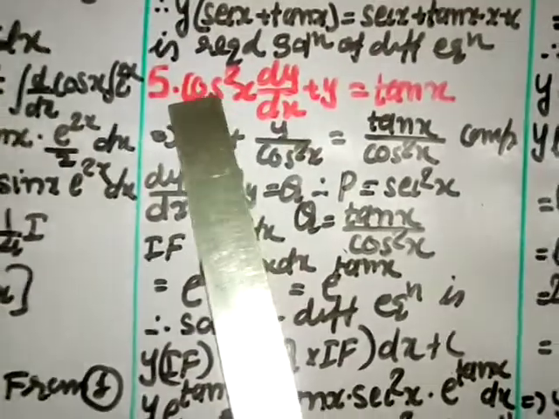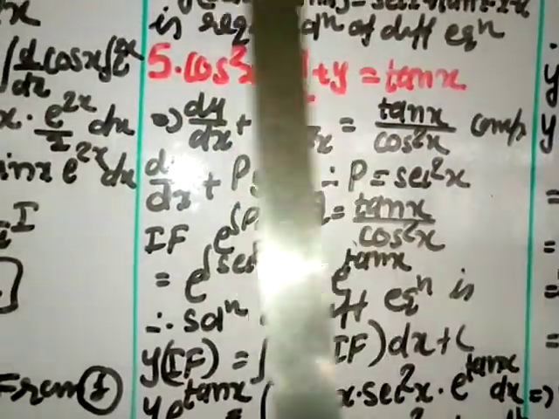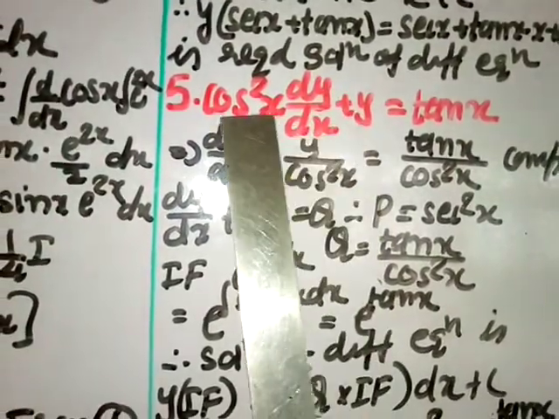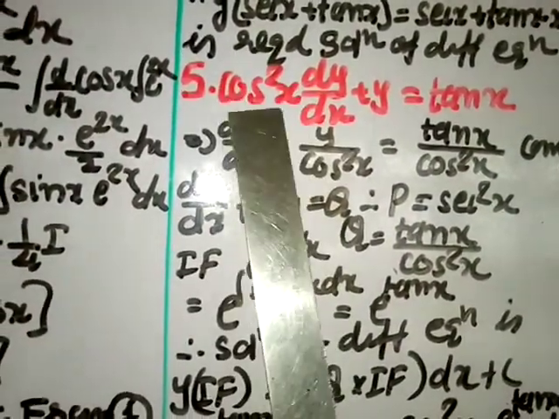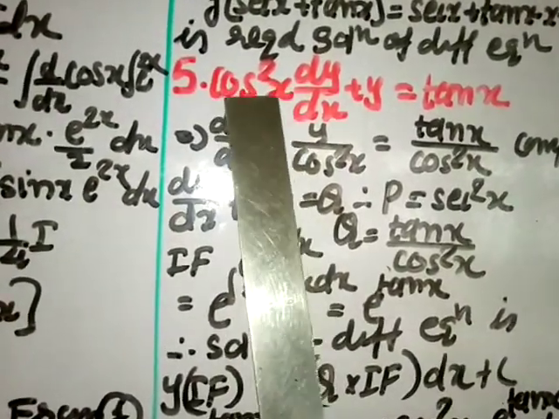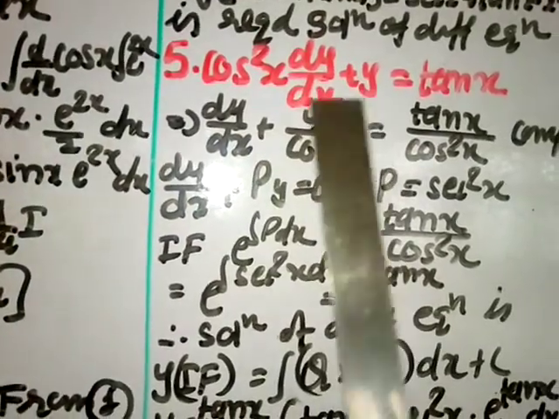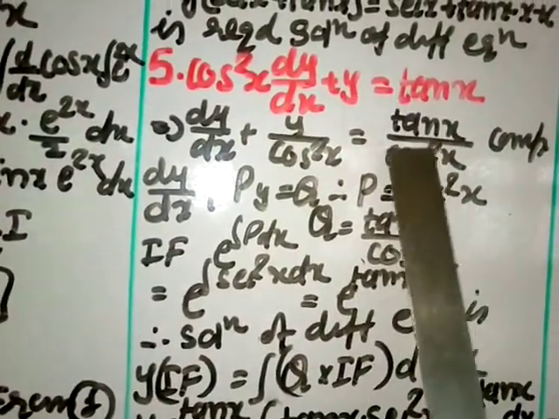Question number 5: cos² x dy/dx + y = tan x. As I said before, the coefficient of dy/dx should be 1. So you have to divide each term by cos² x to make the coefficient 1. When I divide by cos² x, dy/dx remains alone, plus y/cos² x equals tan x divided by cos² x.